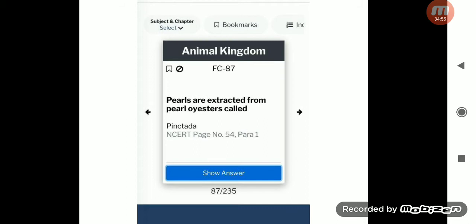Pearls are extracted from pearl oysters, called Pinctada.